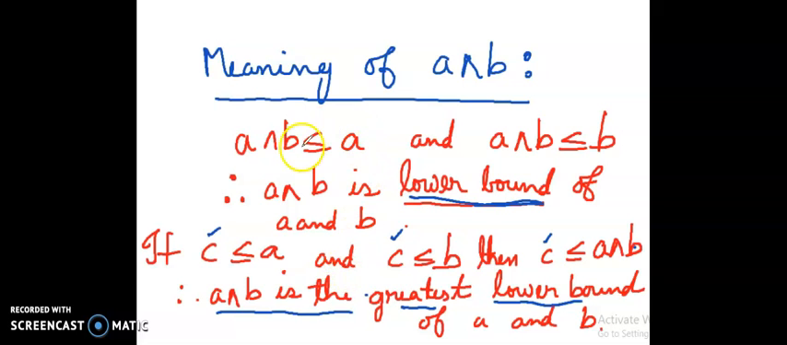That means A AND B is always less than or equal to A and less than or equal to B. So this you should learn. Also, A AND B is called a lower bound. Also, if there exists C which is a lower bound of A and B, then this C will be less than or equal to A AND B. Therefore A AND B is the greatest lower bound. So you will learn the meaning of A OR B and A AND B. We will be applying this in the problems.